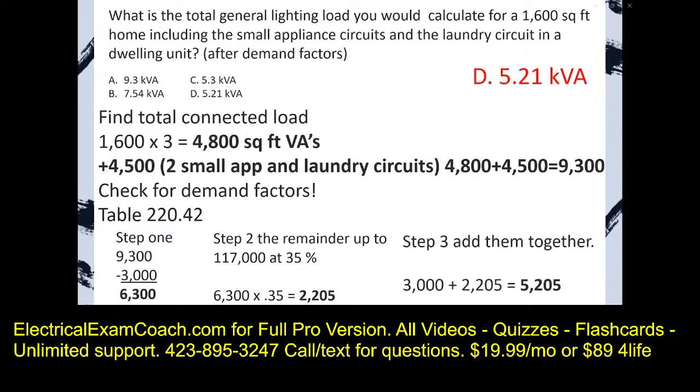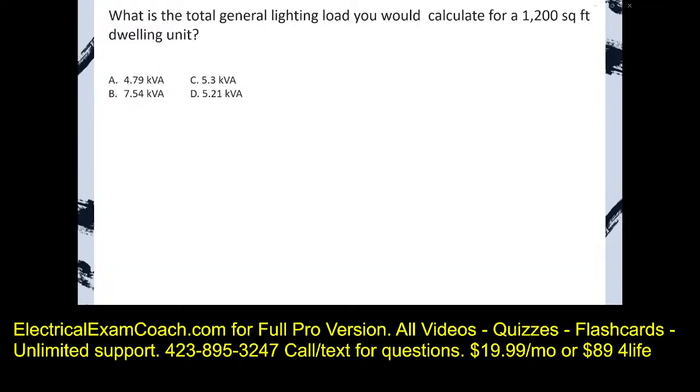And we're going to select D. Great job. What is the total general lighting load you would calculate for a 1,200 square foot dwelling unit?